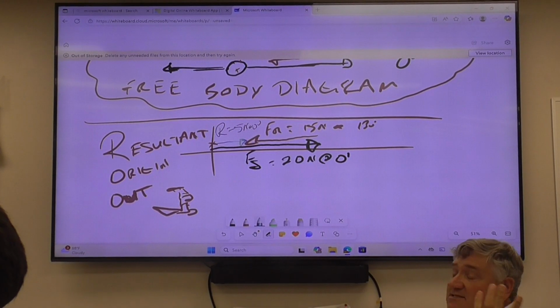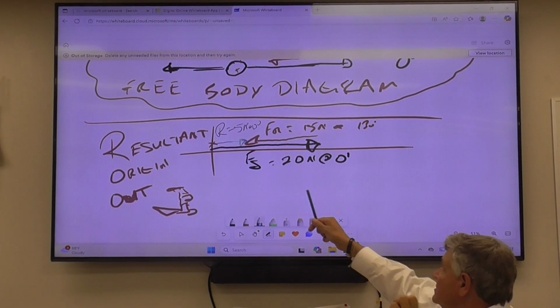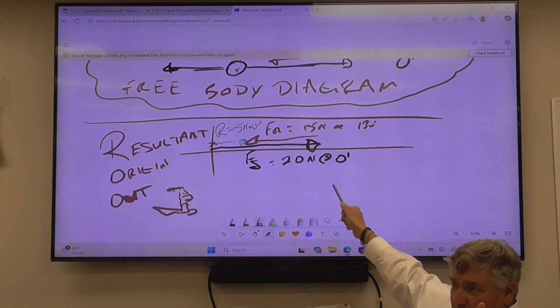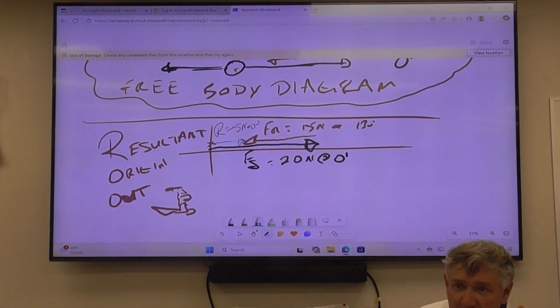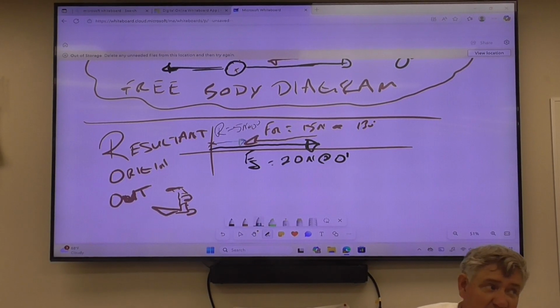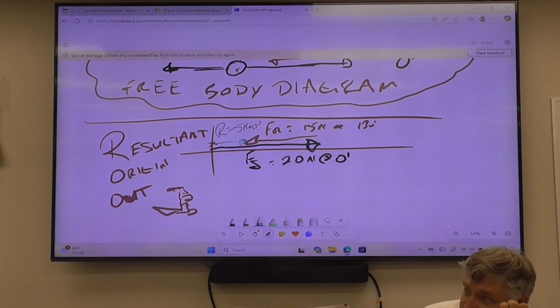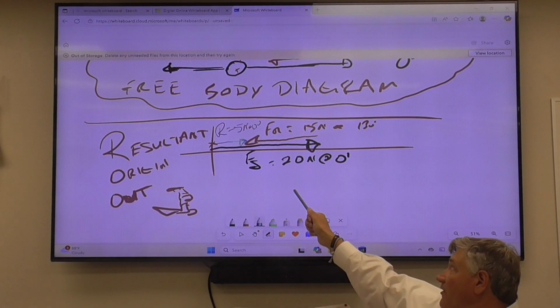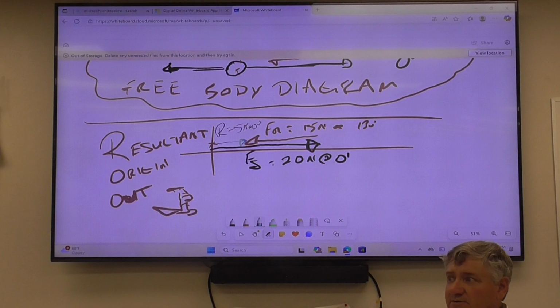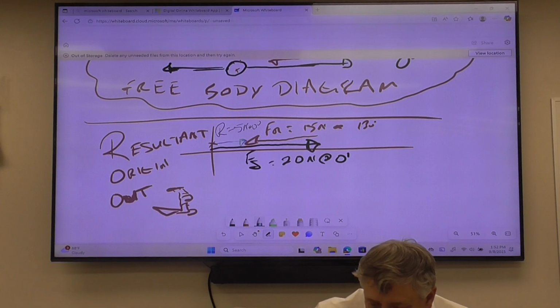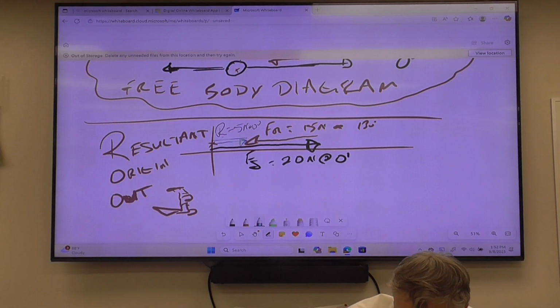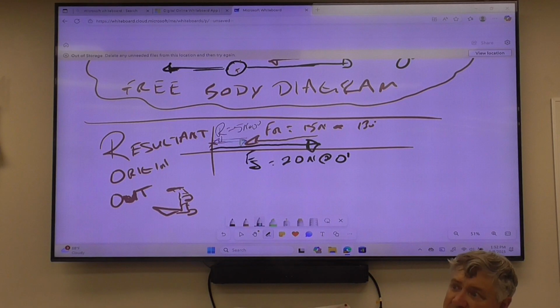So, and this is why I said it makes sense. Sydney's pulling this way at 20. Ryan's pulling back that way at 15. So the net effect of those two forces added together is 5 newtons at 0 degrees. Makes sense. Now, this is why you have to draw it that way. If you draw it from where you end up back to the origin, then that's technically at 180 degrees.